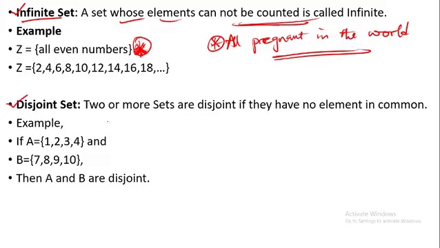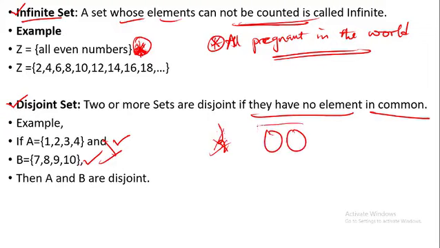Then we have the disjoint set. Two or more sets are said to be disjoint if they have no element in common. If they have no element in common, then they are disjoint. We have A equal to the set of 1, 2, 3, 4, and B equal to 7, 8, 9, 10. Since there is no intersection, these two sets are said to be disjoint, because there is no common element. They are seen in this form. There's no point of intersection. They don't have anything in common, so they are disjoint.